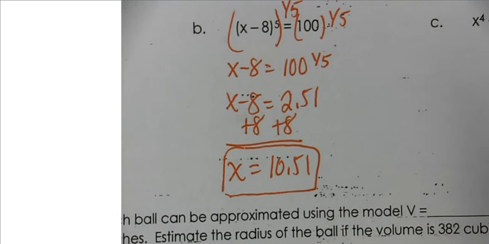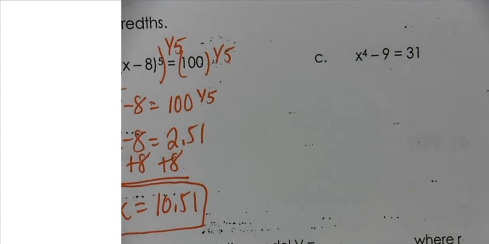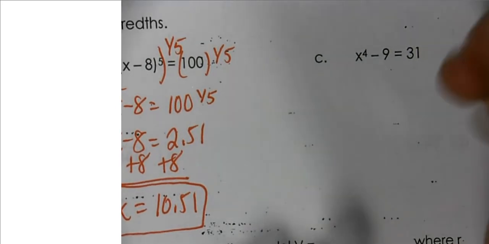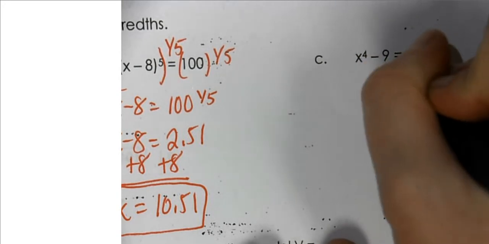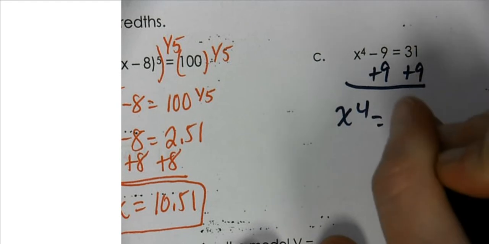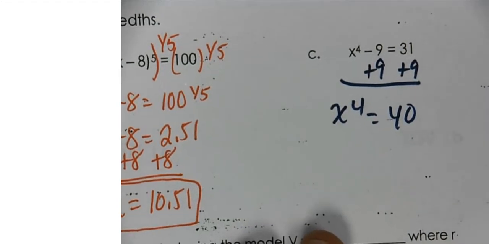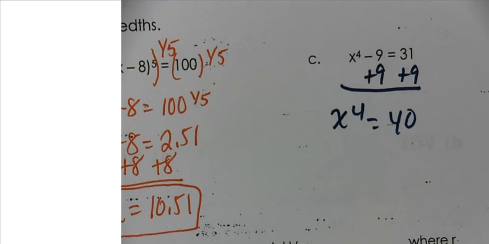Let's go ahead and look at letter C. In letter C, I want to isolate that x to the 4th power, so I'm going to start by adding 9 to both sides. I end up with x to the 4th power is equal to 40. Now you're right, we can take the 4th root of both sides, but 40 isn't a perfect power in any way.